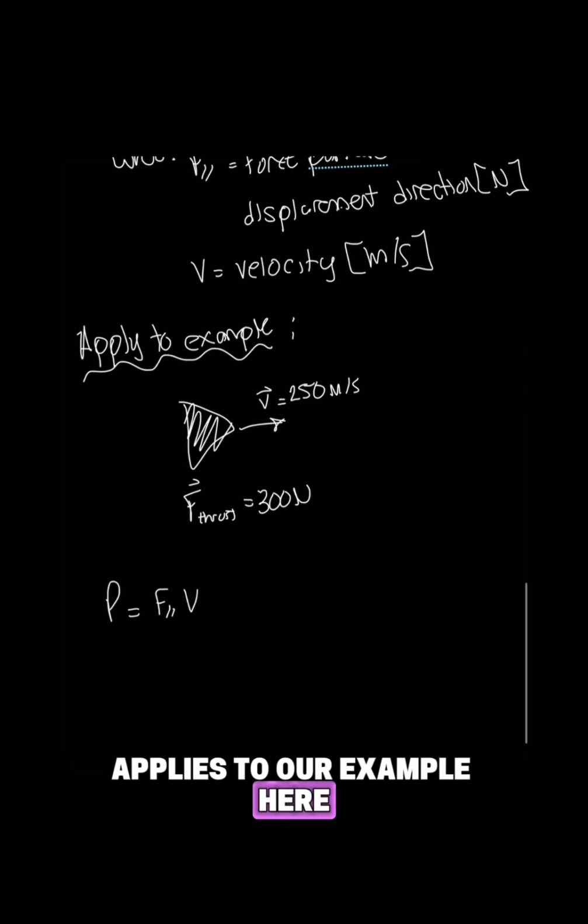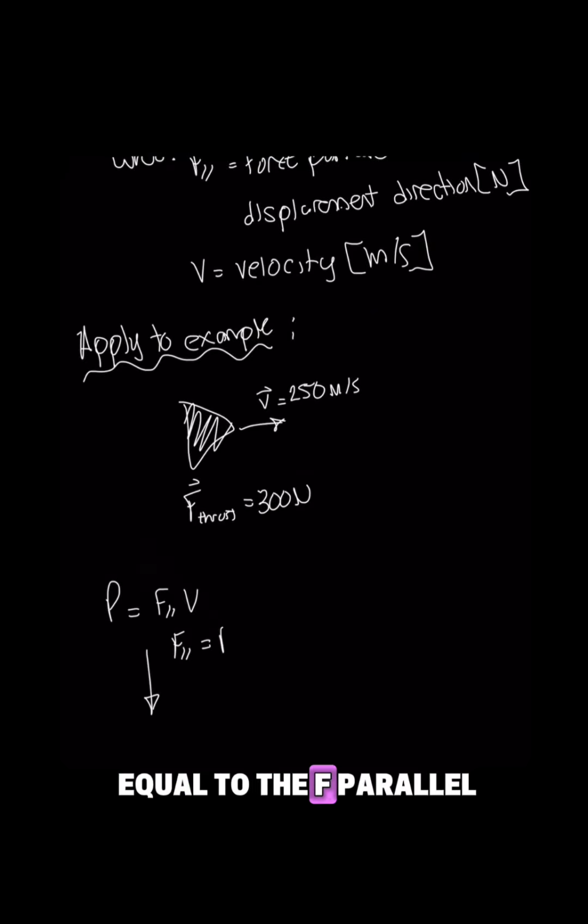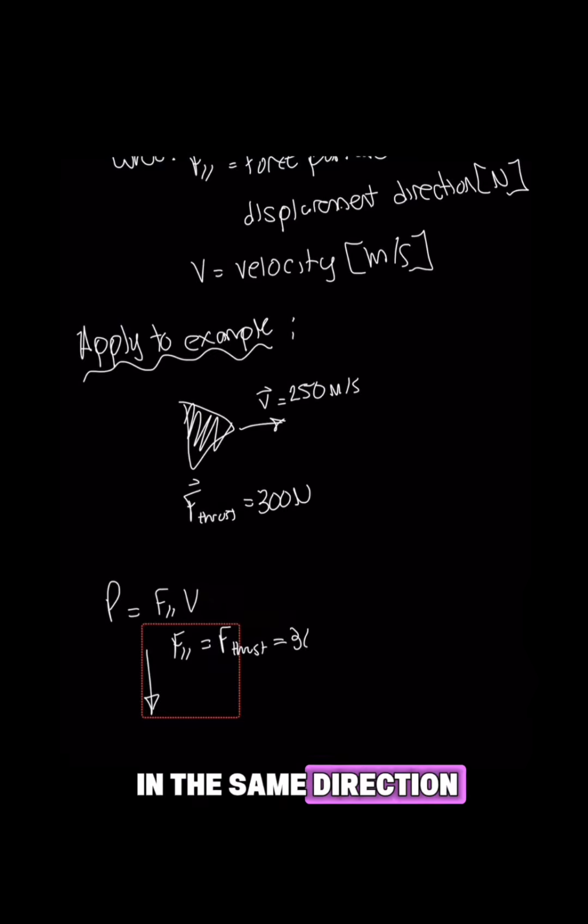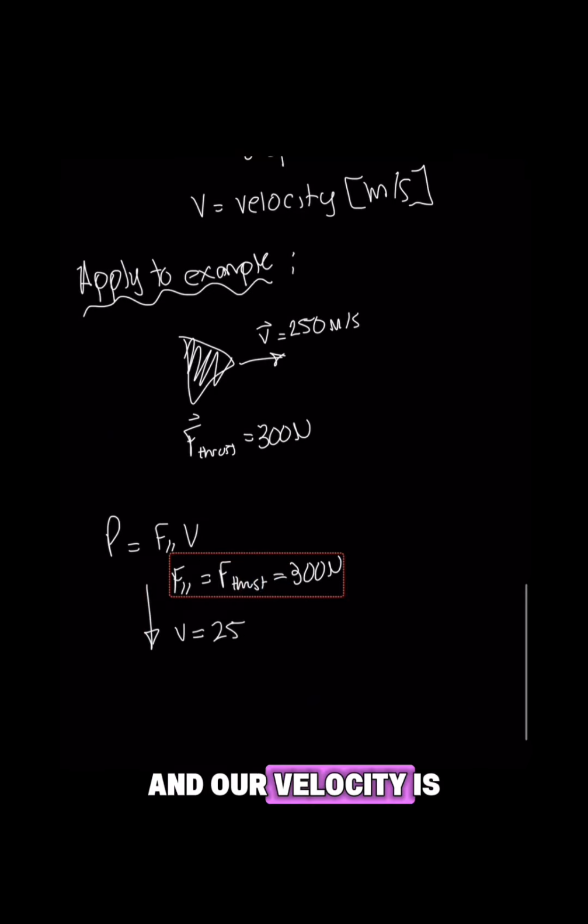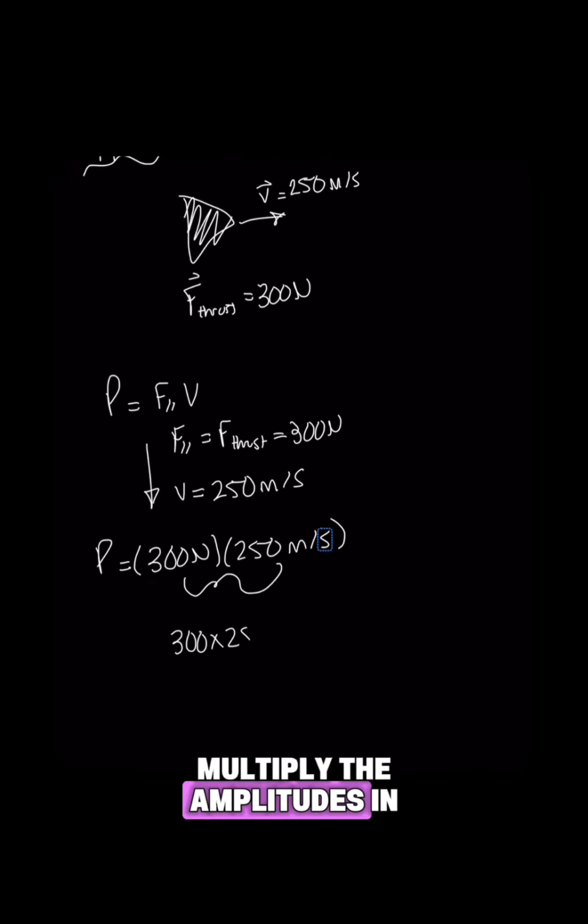Applying this to our example here, we can identify that the thrust force is equal to the F parallel since the displacement is in the same direction, so it's going to be 300 newtons, and our velocity is 250 meters per second. We can plug both these values in, and then we can multiply the units.